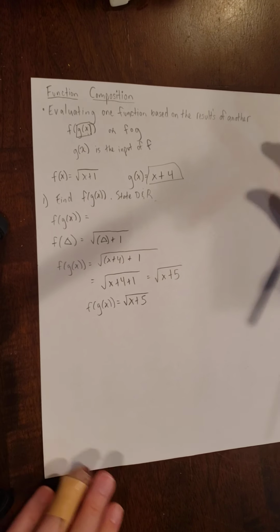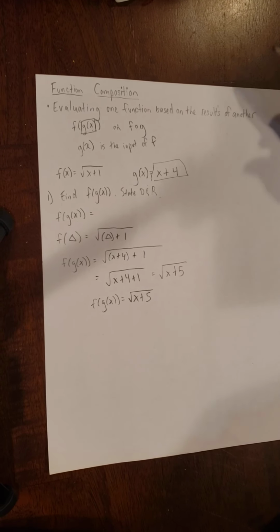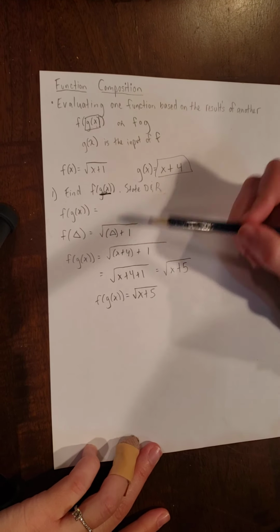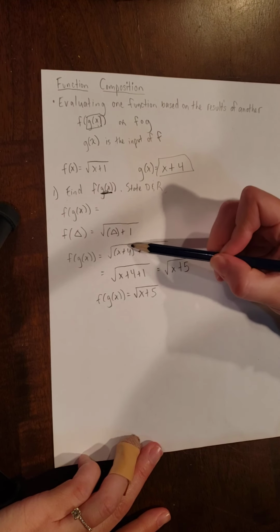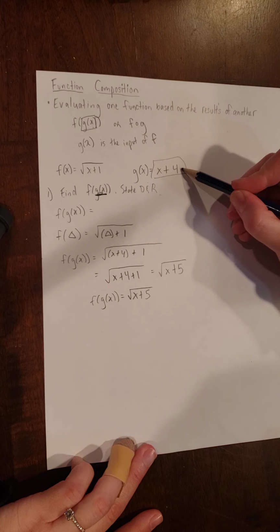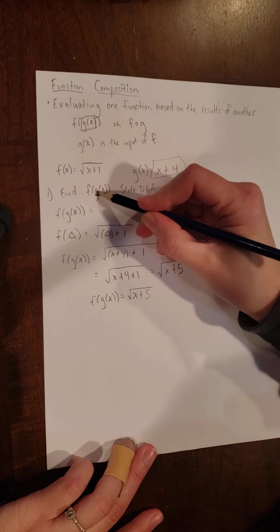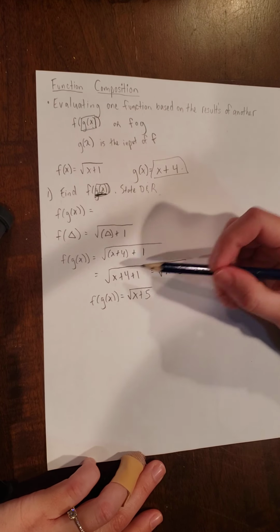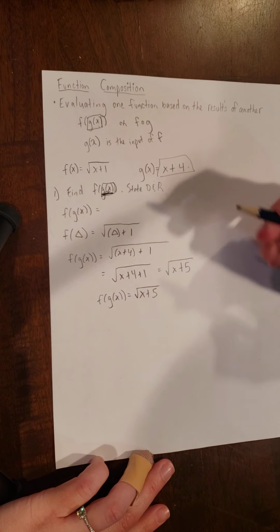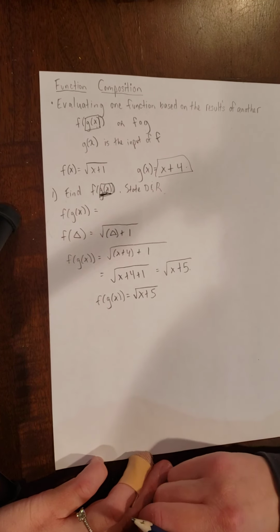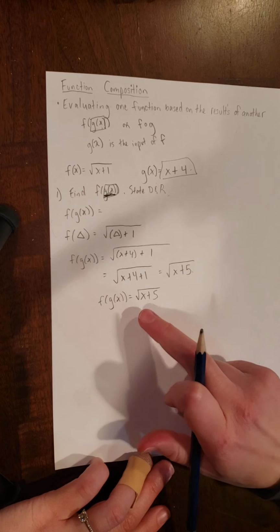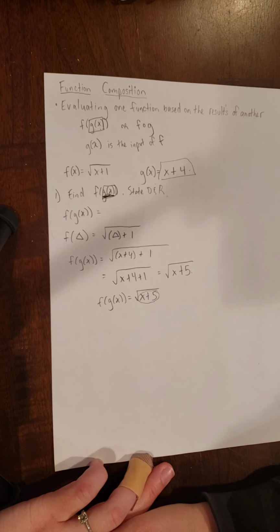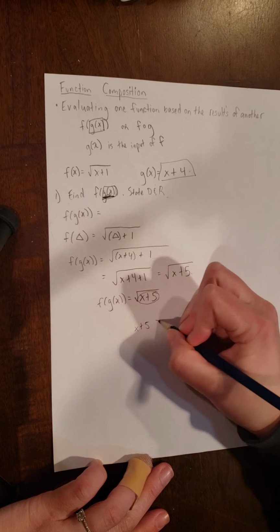Now, when you check for domain restrictions, the first place you check is where the x's first filter through. They're first going to filter through g. So are there any domain restrictions to x plus 4? None. So the first place you check is the inside function. No domain restrictions. Now, you never really have f. Notice, nowhere do you have the square root of x plus 1. What you now have is the square root of x plus 5. So will we have domain restrictions? Yes, because we can't take the square root of a negative number. So we're concerned with making sure that the radicand x plus 5 is greater than or equal to 0.